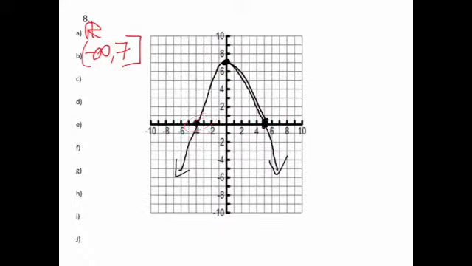For C, what are my x-intercepts? Well, I got 2 of them. One at negative 4, 0, and then another one at 5, 0. And I have one y-intercept right there at 0, 7.